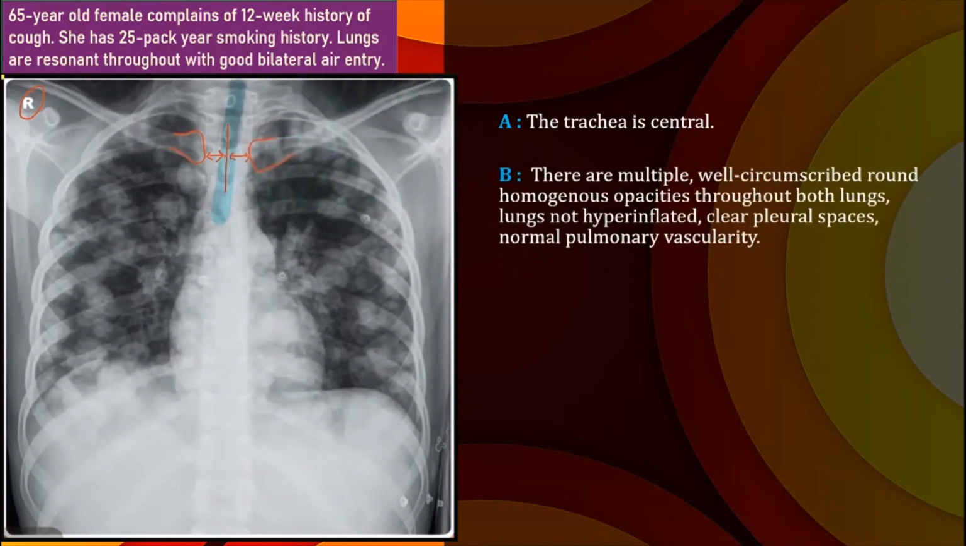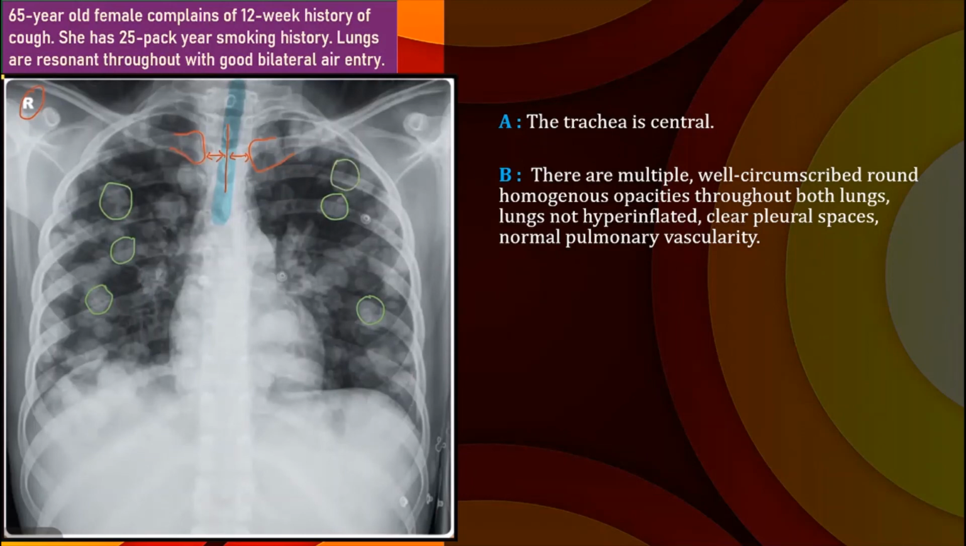It's actually well-defined lesions. Am I right? This is what we call opacities. It's a well-defined or well-circumscribed round opacities, and this is not heterogeneous, but this is homogeneous, like I said.